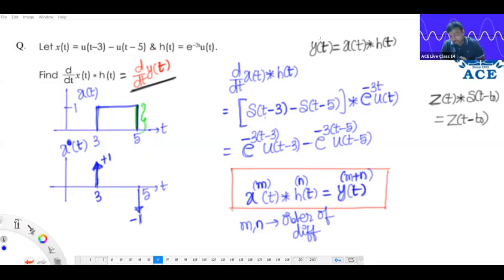So we are starting the properties of LTI system now. Observe carefully, sir. This is the first property of LTI system. Input differentiated m times, system n times means output is differentiated m plus n times.